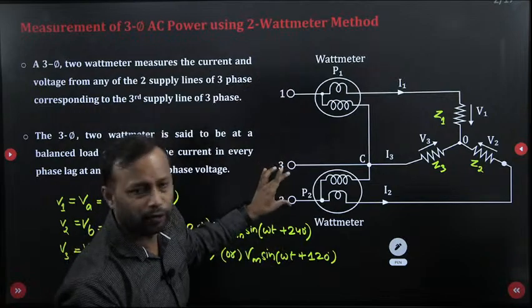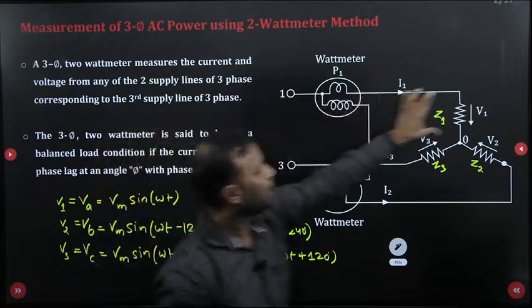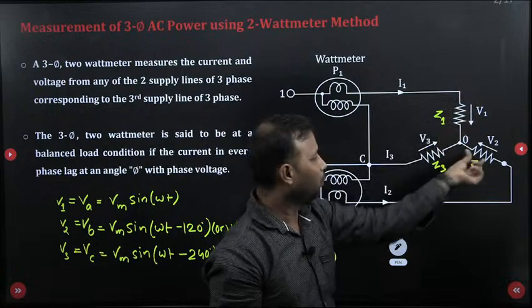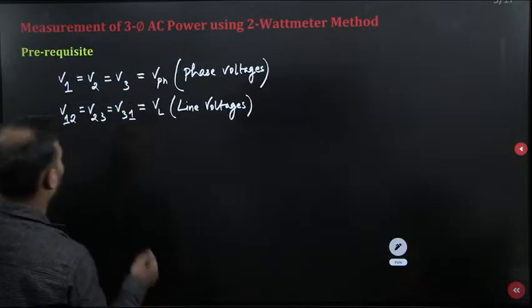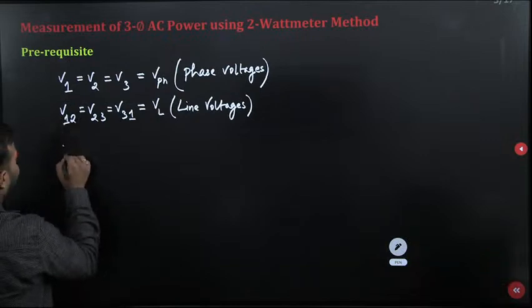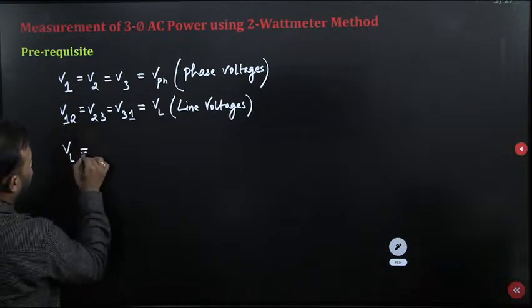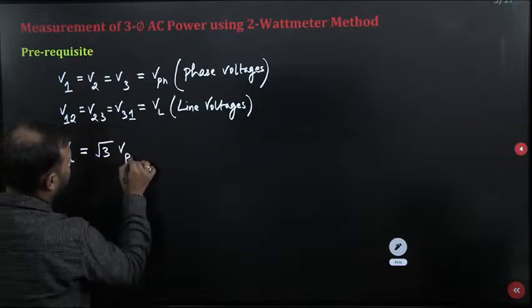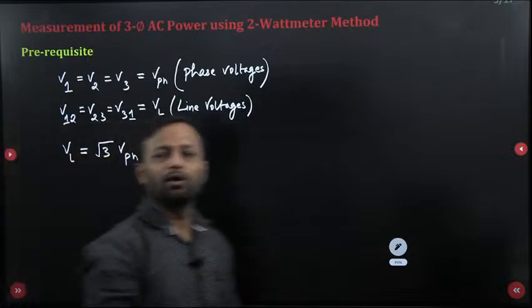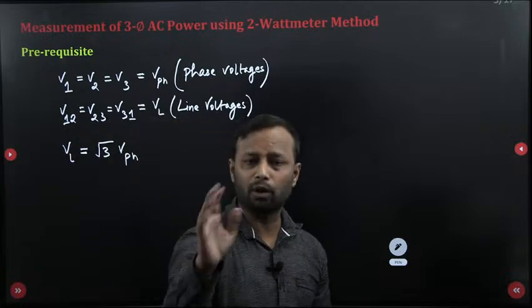Similarly, this will be your VL, and similarly this will be your VL, whereas this voltage is VPH, VPH and VPH. Done? And your line voltage VL is equal to √3 times the phase voltage. In the star connection, your line voltage is √3 times the phase voltage.